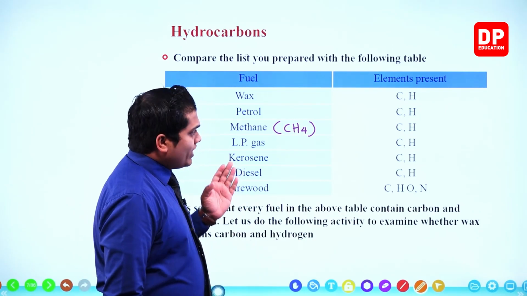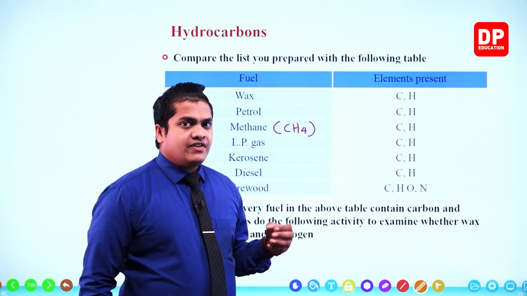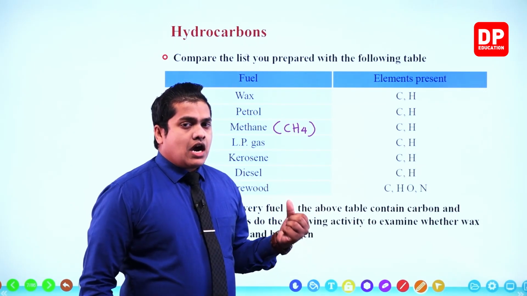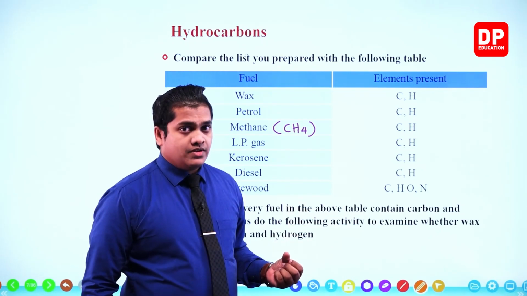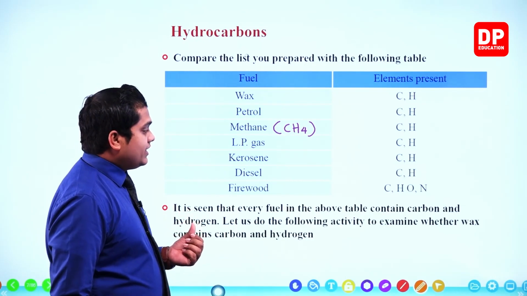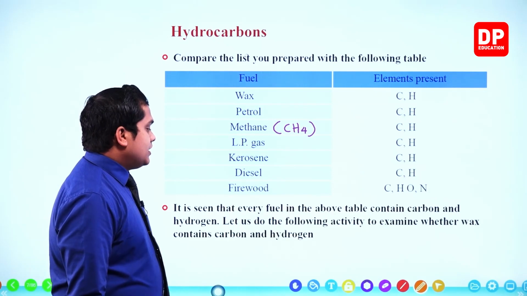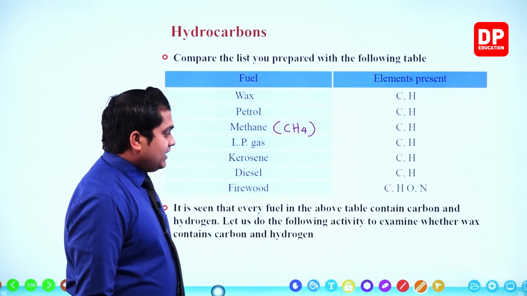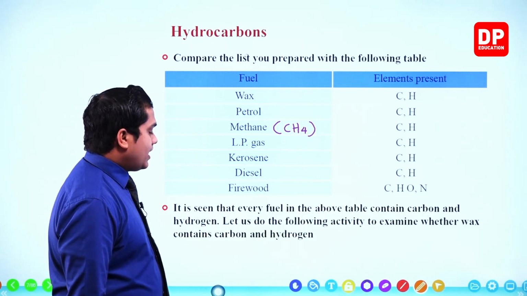So by looking at this table, you can observe that most of the fuel that we use in our day-to-day life are carbon and hydrogen based ones. That means hydrocarbons. So here it is given here. It is seen that every fuel in the above table contains carbon and hydrogen. So let us do the following activity to examine whether wax contains carbon and hydrogen.